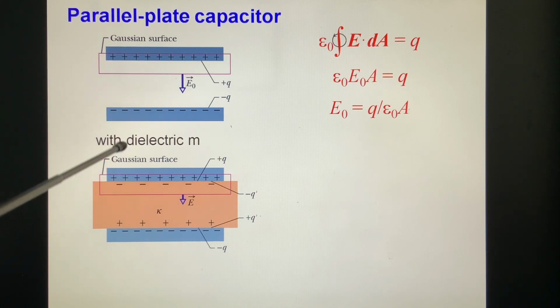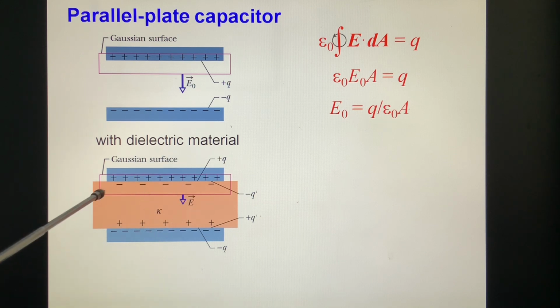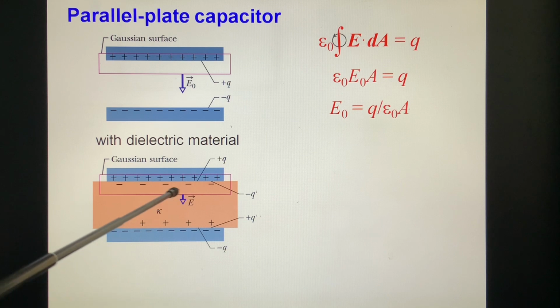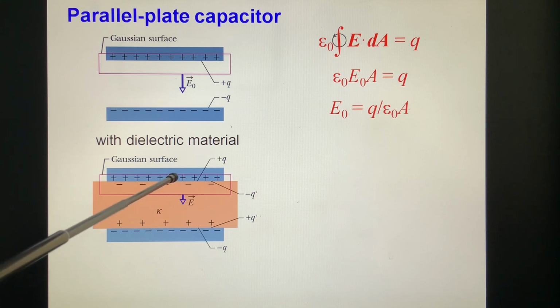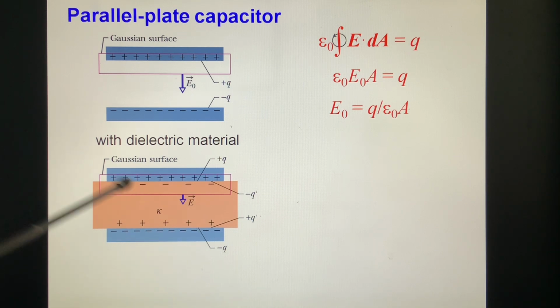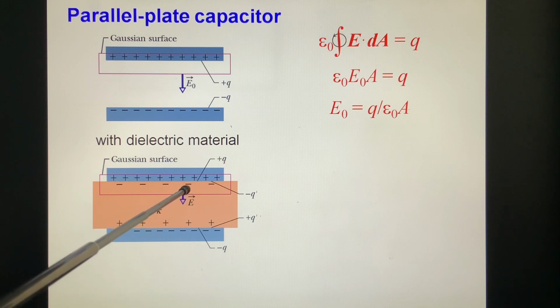Now, with dielectric material between them, what happens? What happens on the surface of this dielectric material? They will have an induced charge opposite to the original charge. So this is positive, this is negative. This is negative, this is positive. Now, we want to find the E in the dielectric material.